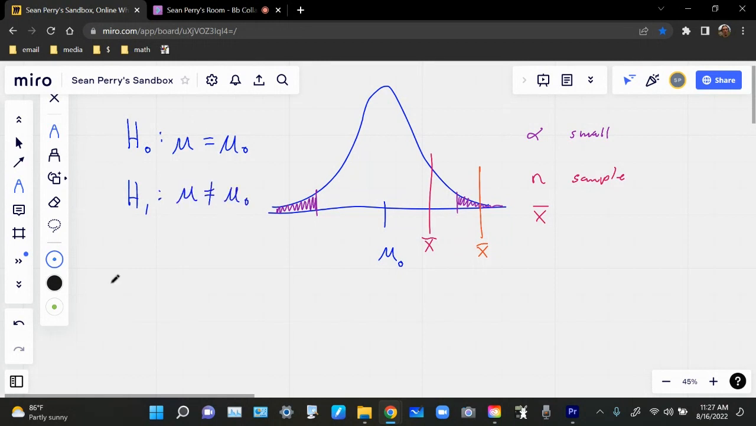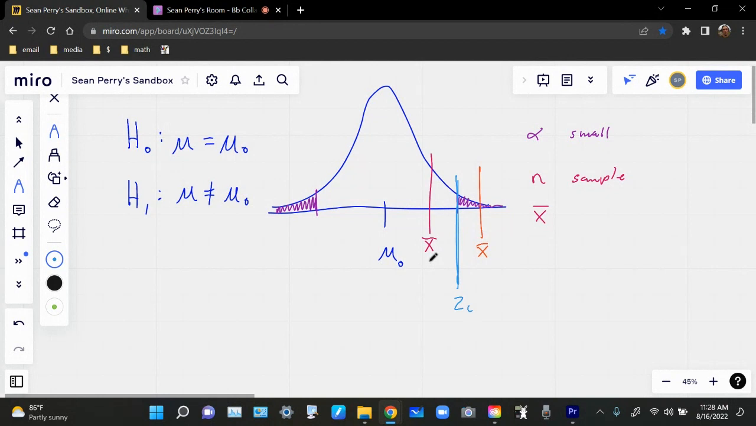Now, in order to arrive at this conclusion, we can do one of two things. We can define a z or a t-score that is going to go here and be our critical statistic, our line in the sand. If you cross this line, we are going to decide that the null hypothesis is unlikely to be true in favor of the alternative hypothesis.